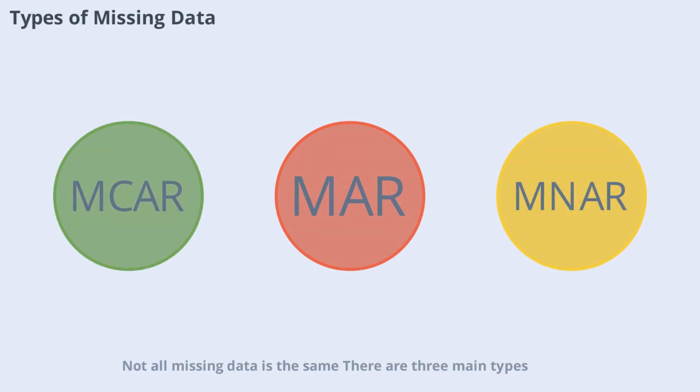Not all missing data is the same. There are three main types: missing completely at random (MCAR), missing at random (MAR), and missing not at random (MNAR). MCAR means the missingness is unrelated to any data observed or unobserved. MAR means the missingness is related to observed data but not the missing data itself. MNAR means the missingness is related to the value of the missing data. Understanding these types helps you choose the right strategy for handling missing data and ensures your analysis remains robust and reliable.